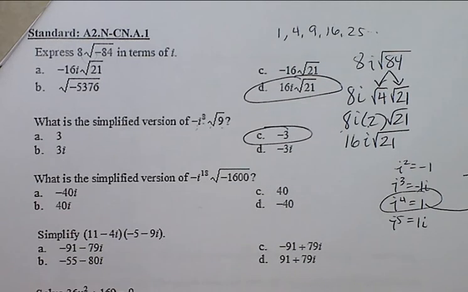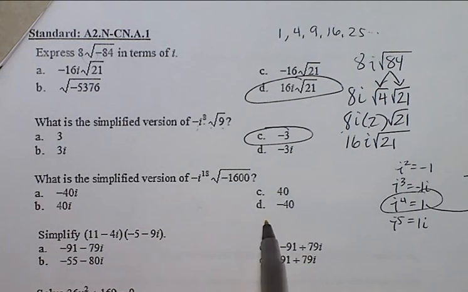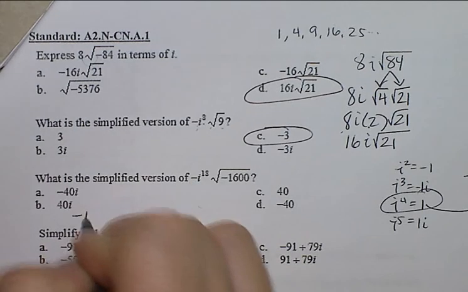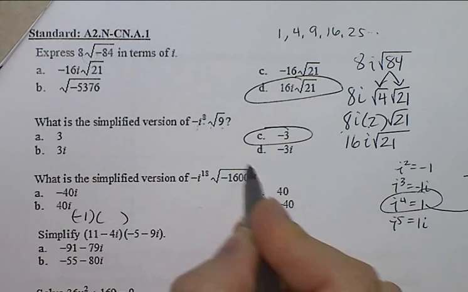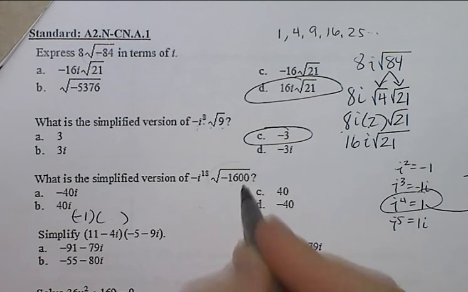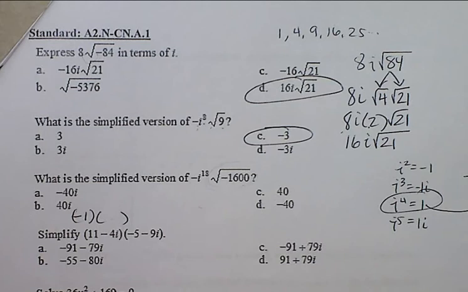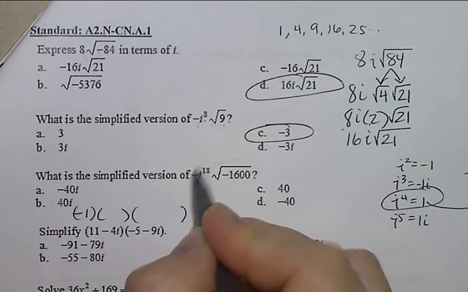Okay, we're going to do this problem the same. I'll do the work down here. This negative sign is the same as -1. I'm going to evaluate i to the 18th, and then I'm going to break down the square root of -1600. That's going to go into this position. Well, let's figure out what i to the 18th is.